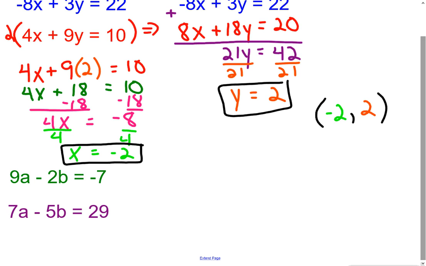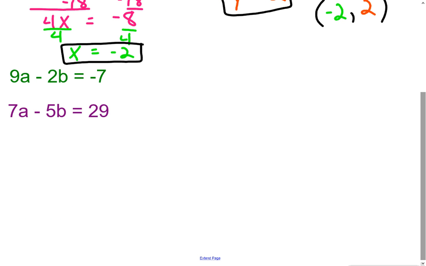Now in my second example, I see that I have another situation where if I add the two equations together, it doesn't get rid of my a variable or my b variable. If I were to subtract these two equations, I'm not going to eliminate the a's or the b's. So I have to do something different.